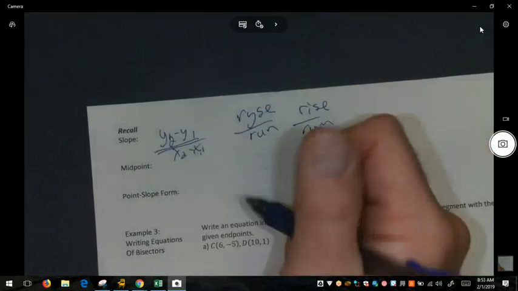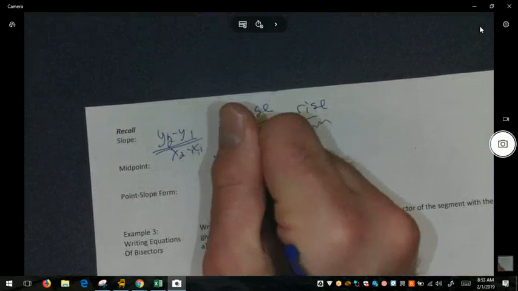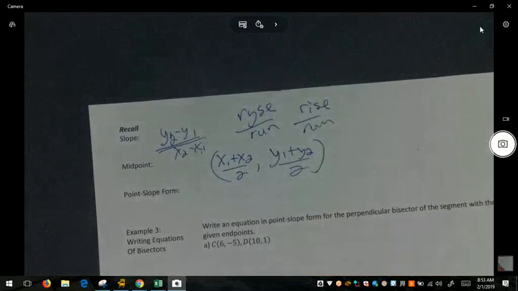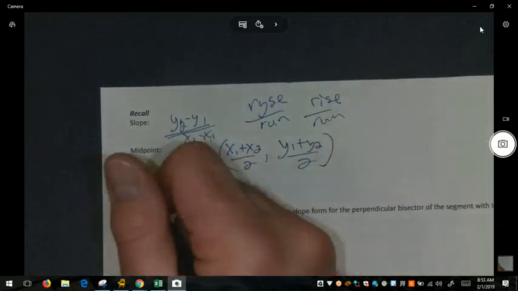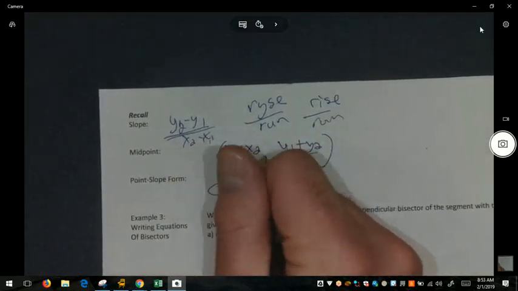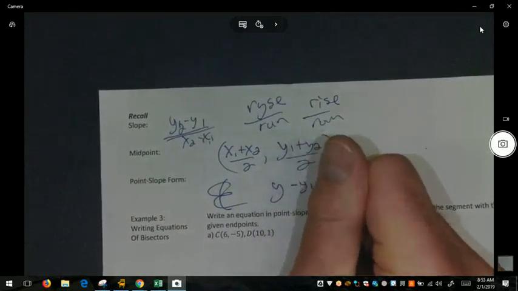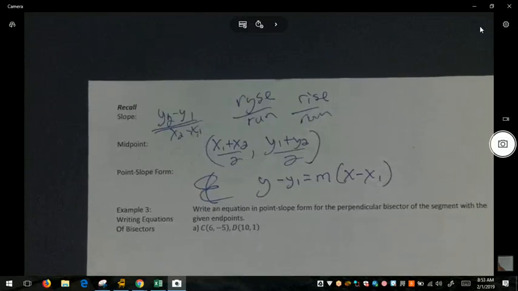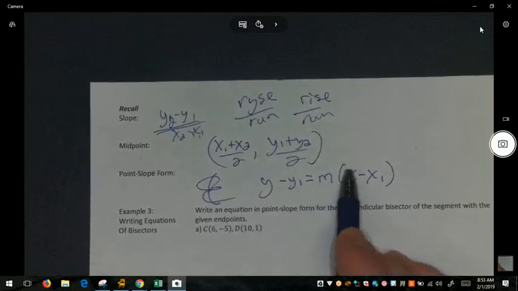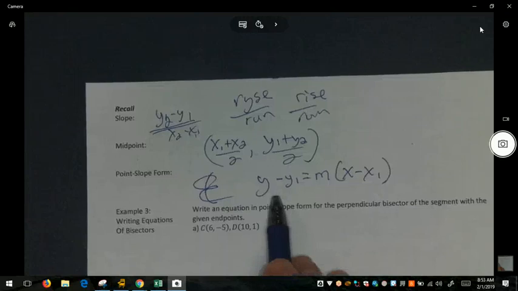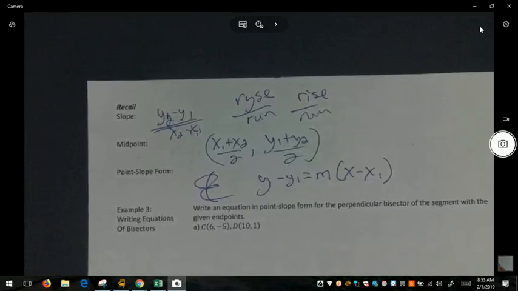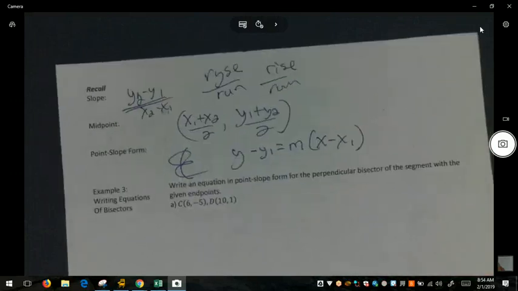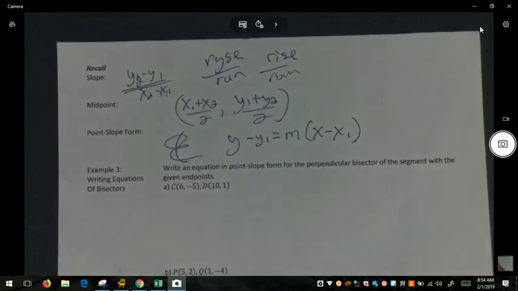Midpoint is the average of the two values. So you add the x's and divide by 2, add the y's and divide by 2. Point slope form of a linear equation is y minus y sub 1 equals the slope times x minus x sub 1. We could easily convert by distributing the slope and adding y sub 1 to the other side to get it into slope intercept form, y equals mx plus b. But these formulas we should know because we can use them to quickly build an equation.